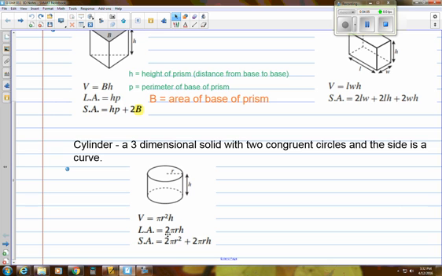So the lateral area is given to you on your formula sheet where, of course, we know 2 and pi. R is the radius of your cylinder, and H again stands for the height or the distance between your bases, just like it did in a prism. And the surface area is essentially the lateral area plus the area of your two bases. And in this case, our bases are circles, so we're going to use our pi r squared formula and then double it because we have two circles. So it's the lateral area plus the area of the tops and the bottoms.